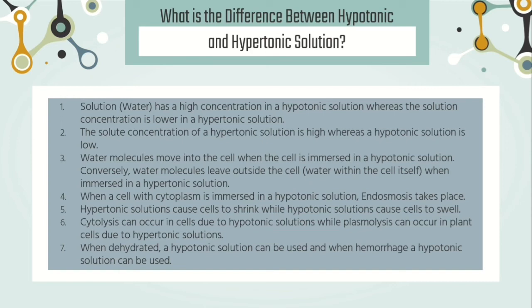4. When a cell with cytoplasm is immersed in a hypotonic solution, endosmosis takes place. 5. Hypertonic solutions cause cells to shrink, while hypotonic solutions cause cells to swell. 6. Cytolysis can occur in cells due to a hypotonic solution, while plasmolysis can occur in plant cells due to a hypertonic solution. 7. When dehydrated, a hypertonic solution can be used, and when hemorrhagic, an isotonic solution can be used.